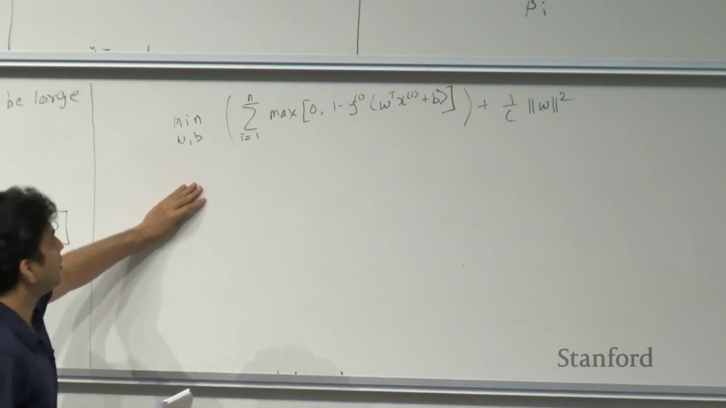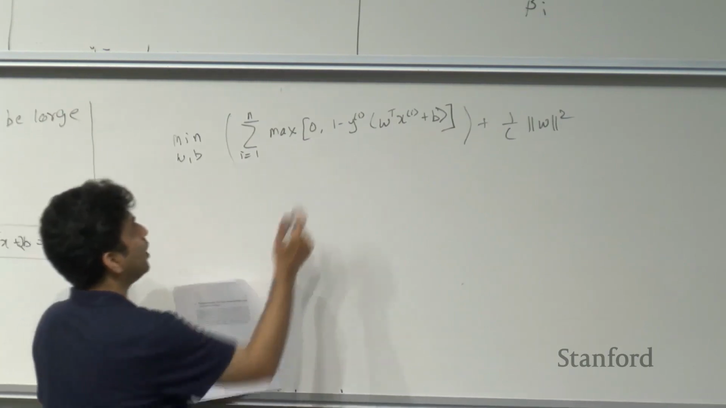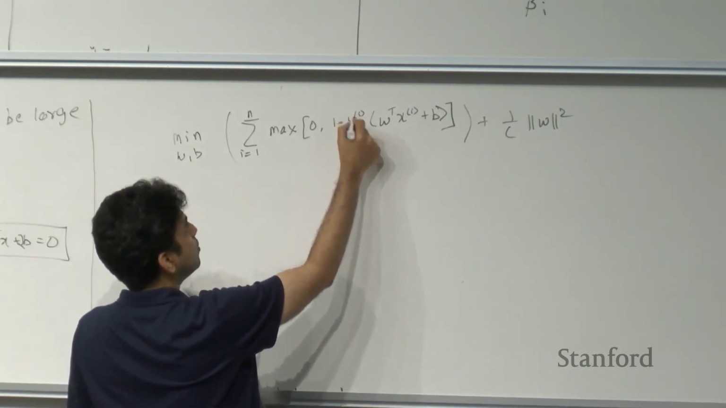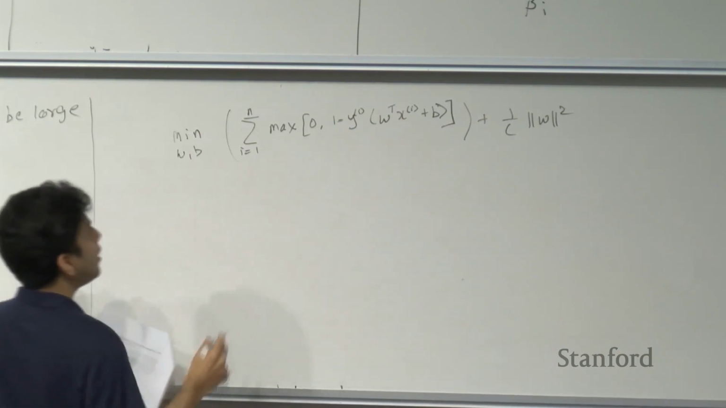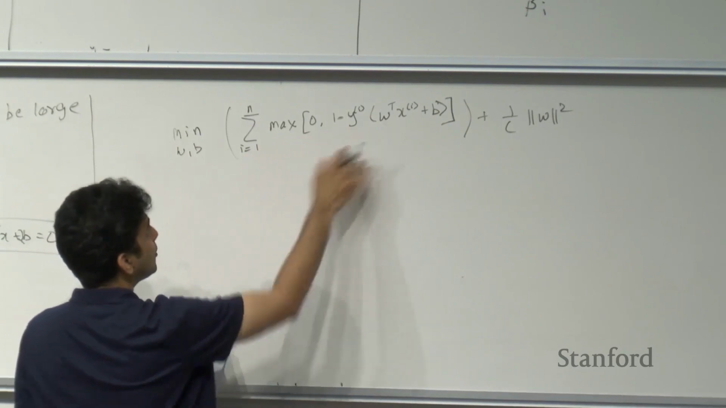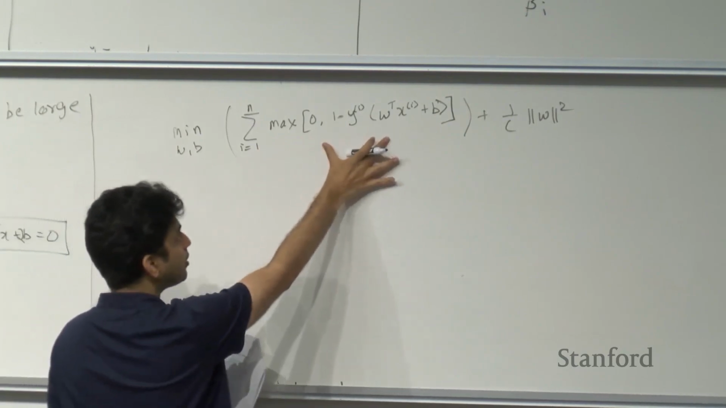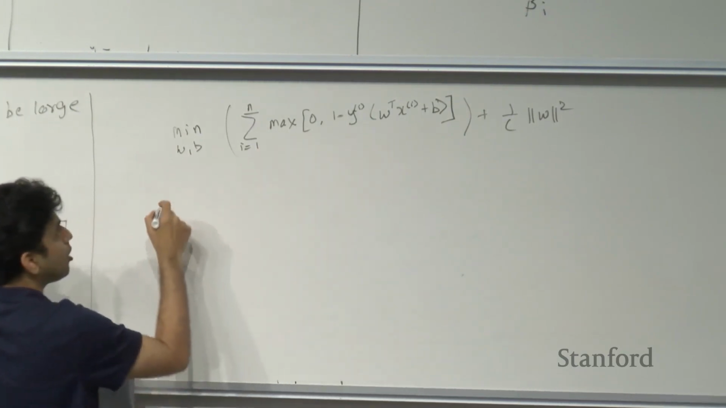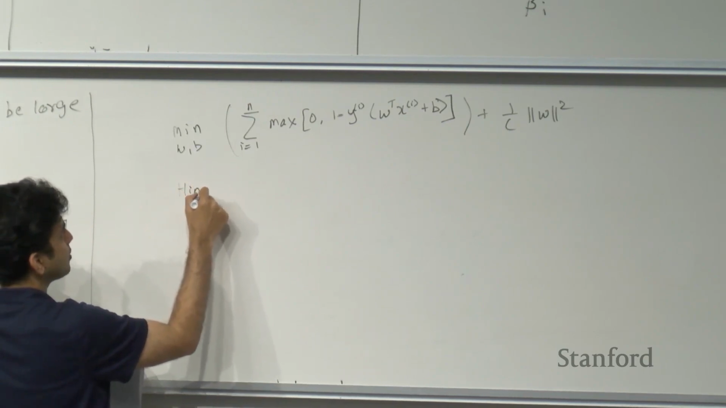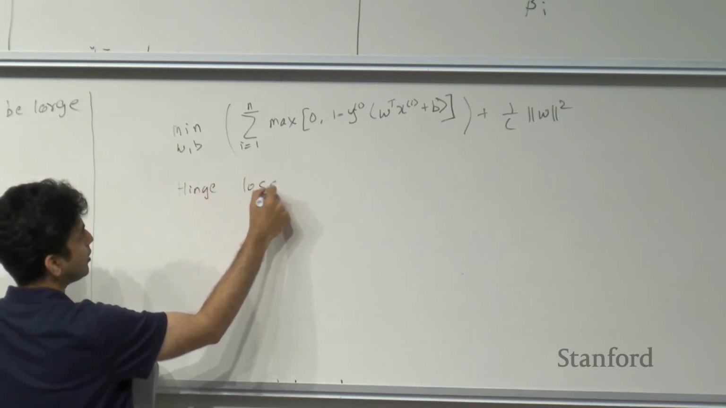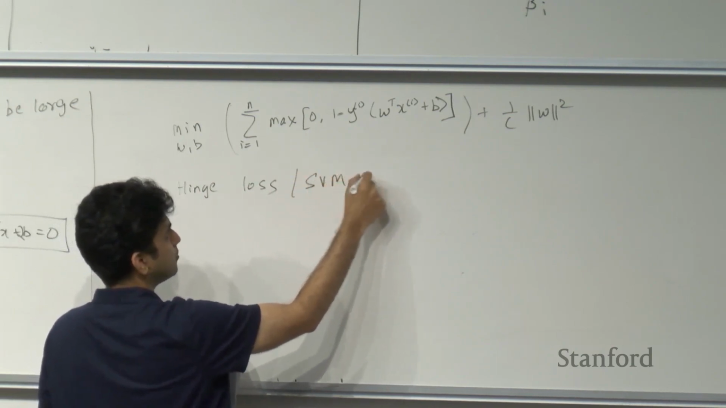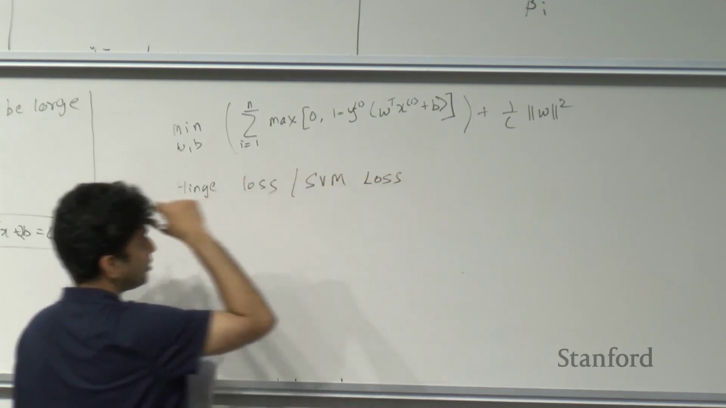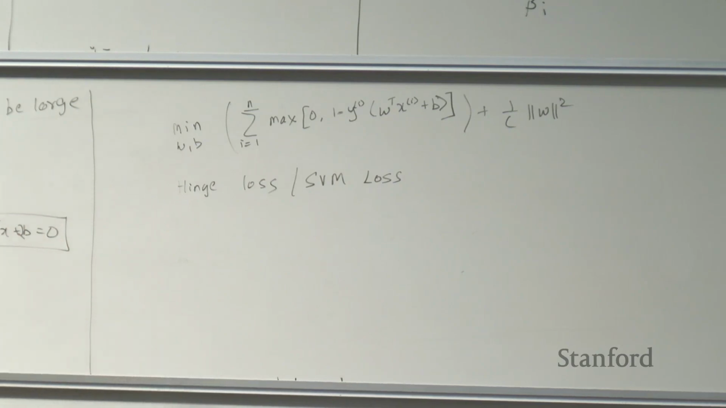So what's happening here? We have a 1 minus yi times (w transpose x plus b), and we have a max between this and 0. Right? This term over here is commonly called the hinge loss. You'll see why it's called that way. Or it's also sometimes called the SVM loss. You see this term in many places.